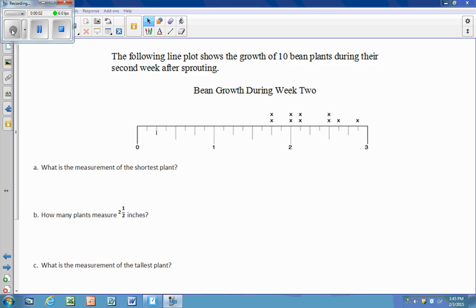This is Module 4, Lesson 1. We're talking about line plots. So when we look at a line plot, the first thing we do is look at from 0 to 1. So here's 0, here's 1. And we count the number of spaces. So we have 1, 2, 3, 4, 5, 6, 7, 8.